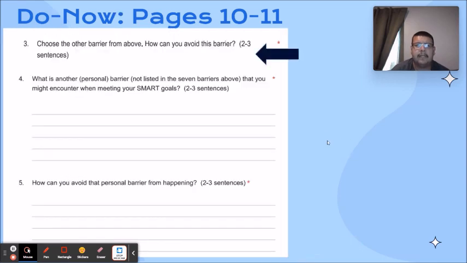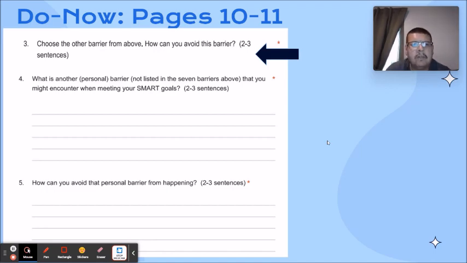And then on page 11, we have question number three. Choose the other barrier from above and how can you avoid this barrier? So now you're going to choose the other barrier because remember, you checked off two from question number one. So you're going to do the same thing. How can you avoid that barrier? And then make sure that you tell me two or three ways that you can avoid that barrier.